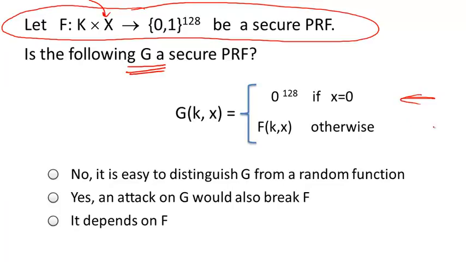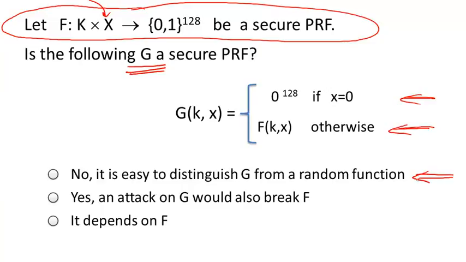Otherwise, if x is not equal to 0, just output the value of f. So my question to you is, do you think this G is a secure PRF? Well, the answer, of course, is that it's very easy to distinguish the function G from a random function. All the adversary has to do is query the function at x equals 0.